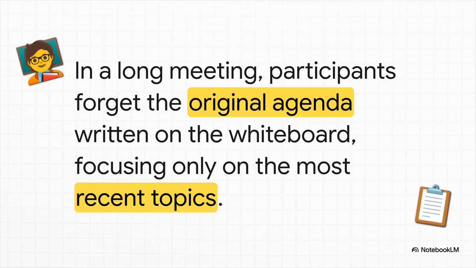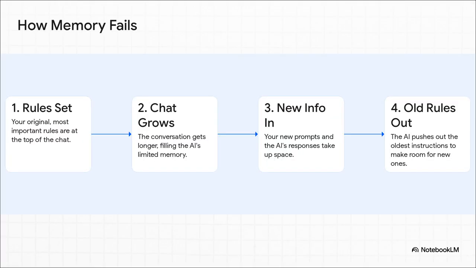So here's the analogy. Imagine you're running a 2-hour strategy meeting. At the very beginning, you write the main goal on a whiteboard. Solve our logistics problem, but without increasing the budget. For the first hour, everybody's on track. But then, you know how meetings go. The conversation wanders to marketing, then to sales, then to the new coffee machine. By the end, when you ask for a final solution, someone suggests this really expensive new software. It's a smart idea, but it totally ignores the original rule on the whiteboard. The team just forgot. This is exactly what happens inside the AI's context window.